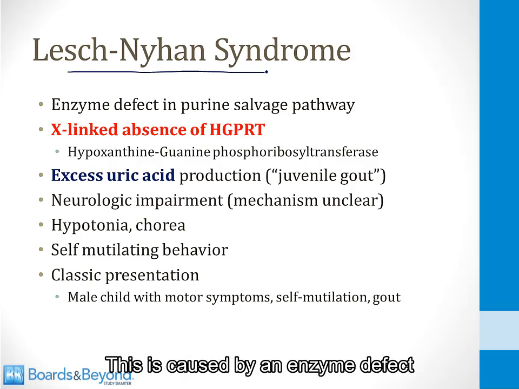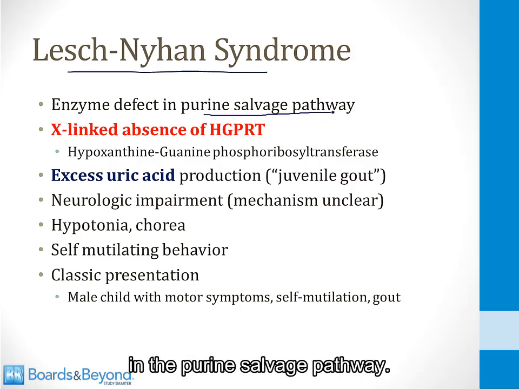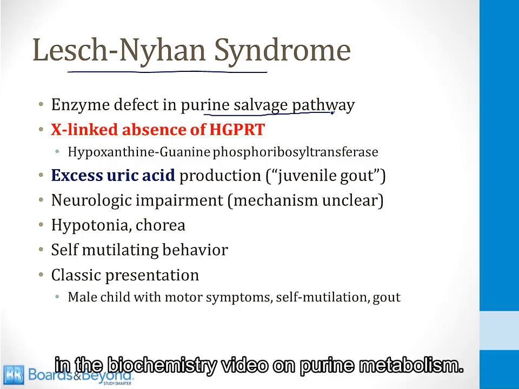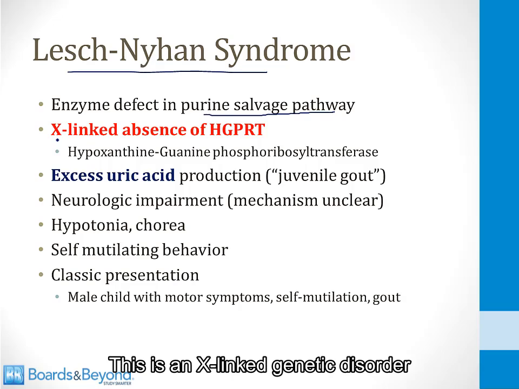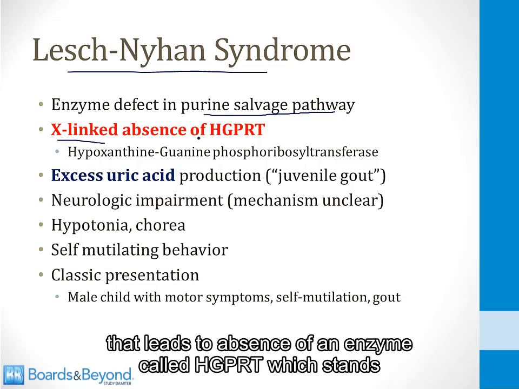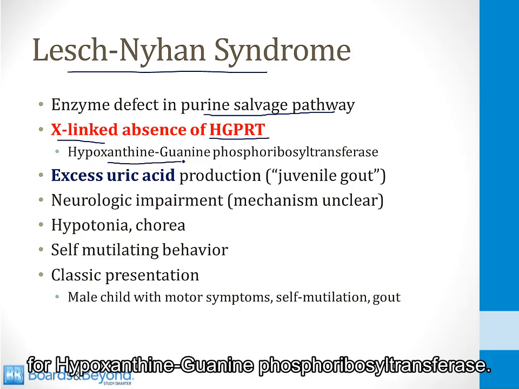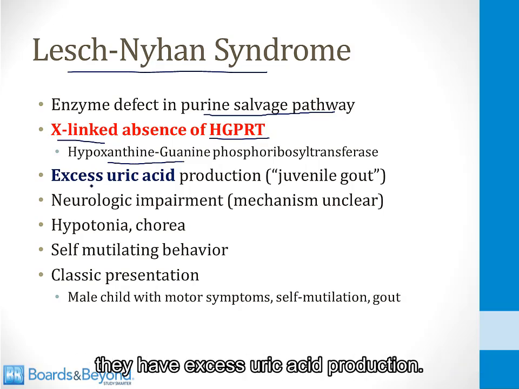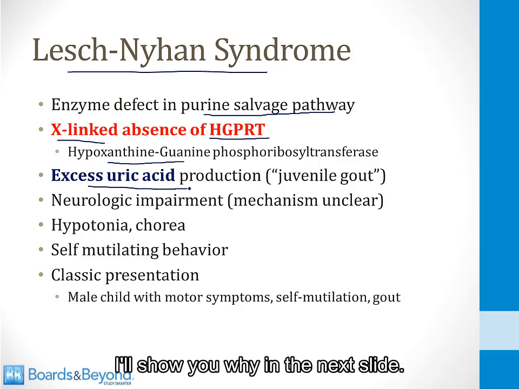This is caused by an enzyme defect in the purine salvage pathway, and I talk about the purine salvage pathway in detail in the biochemistry video on purine metabolism. This is an X-linked genetic disorder that leads to absence of an enzyme called HGPRT, which stands for hypoxanthine guanine phosphoribosyltransferase. If children are born deficient in this enzyme, they have excess uric acid production. I'll show you why in the next slide.